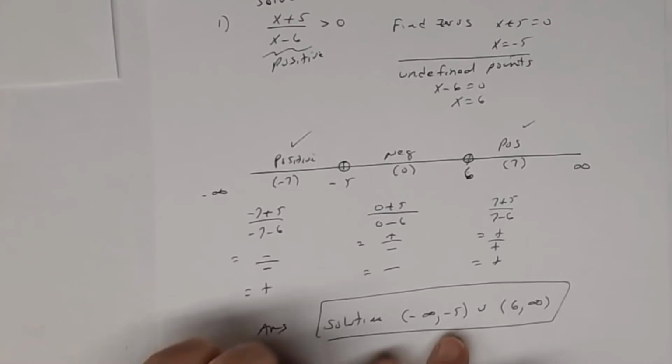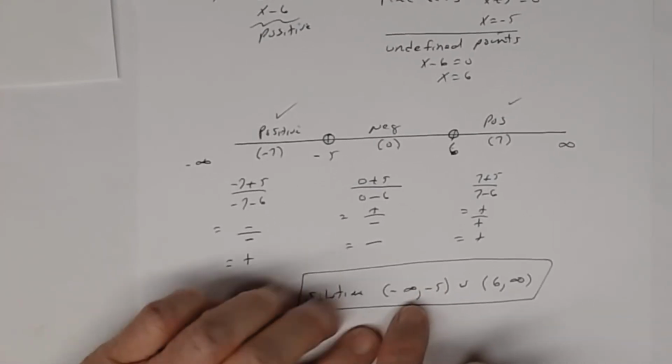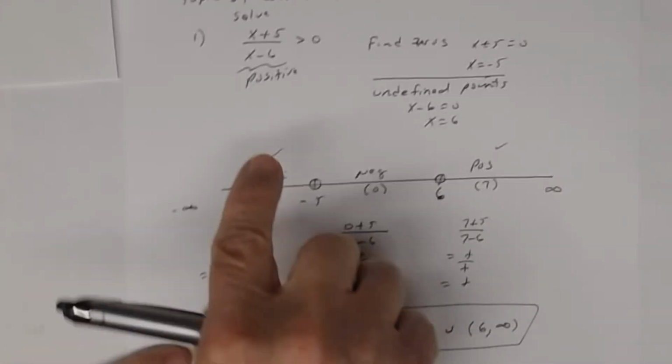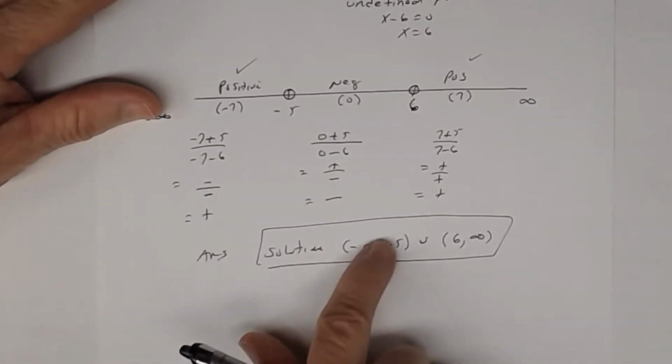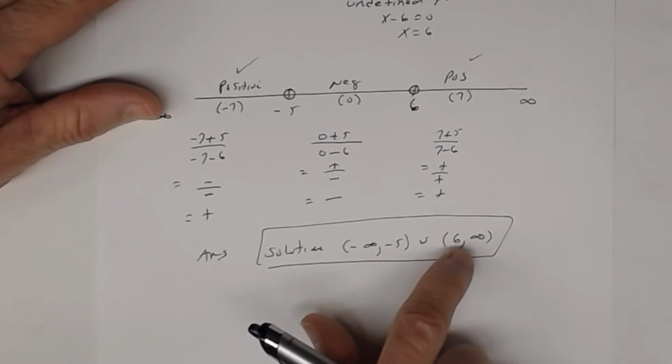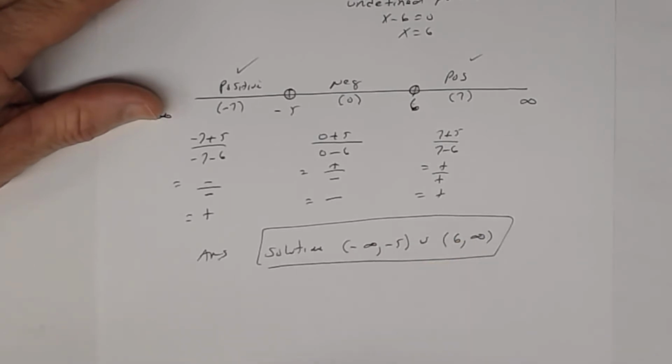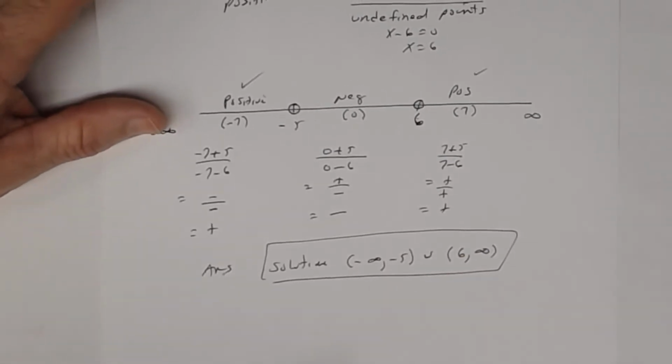And by the way, what I found, you see, the solution to that inequality will be any number in this interval or any number in that interval. Okay? All right, so keep that in mind.